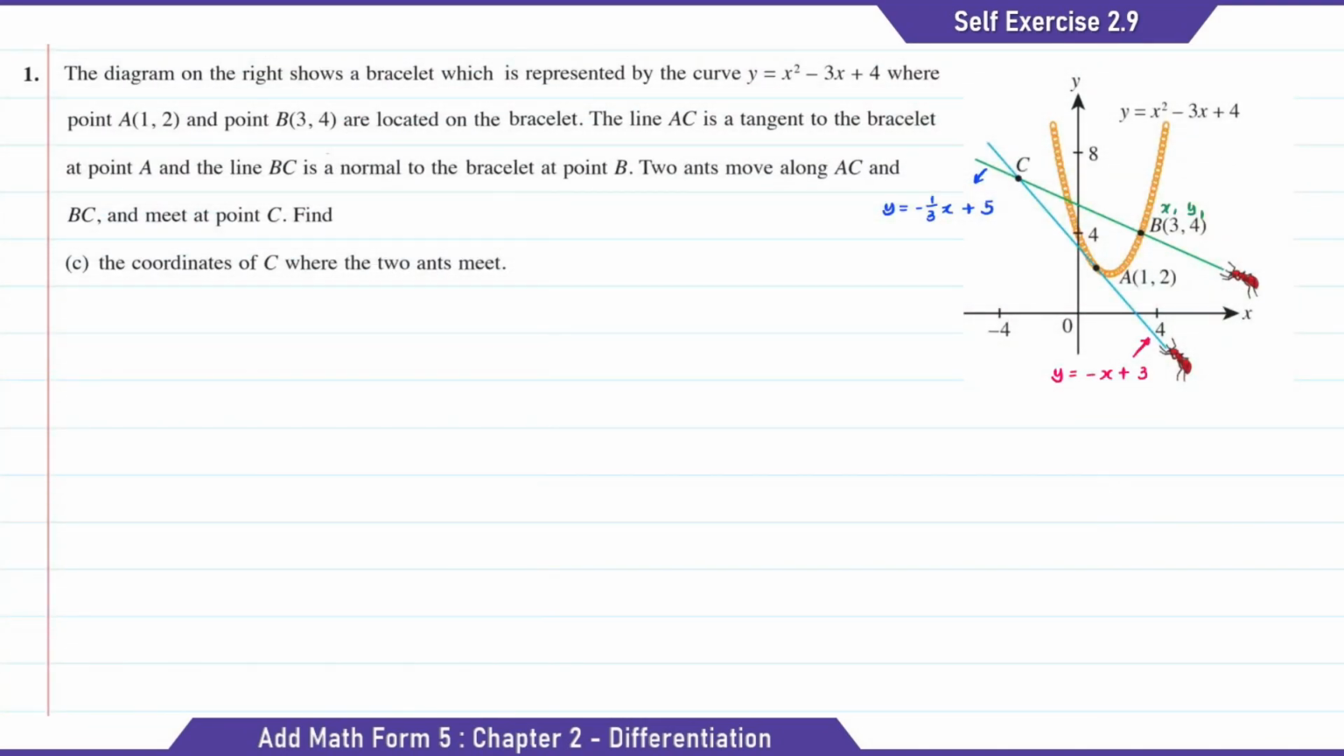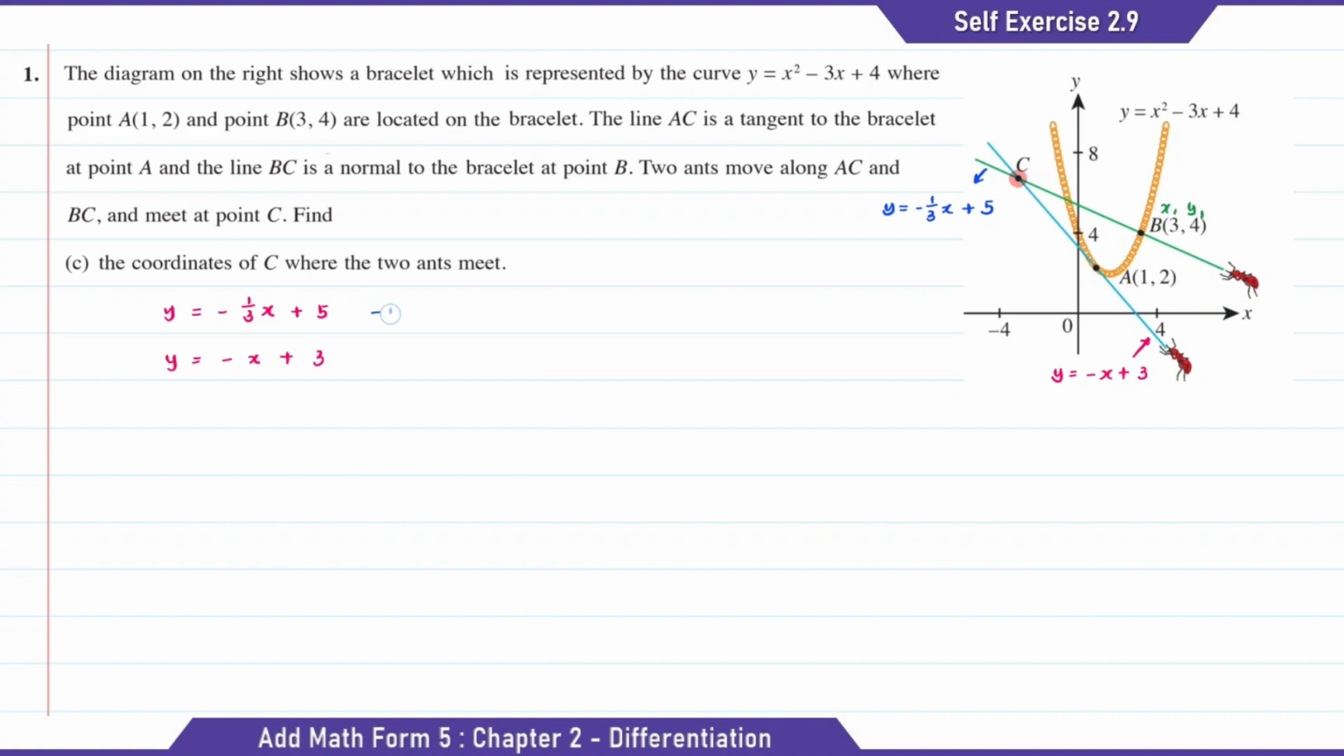Question C. Find the coordinates of C where the two ends meet. Point C is the intersection point between these two straight lines. To find its coordinates, we need to solve these two linear equations. So here I'm going to solve these simultaneous linear equations using the substitution method.